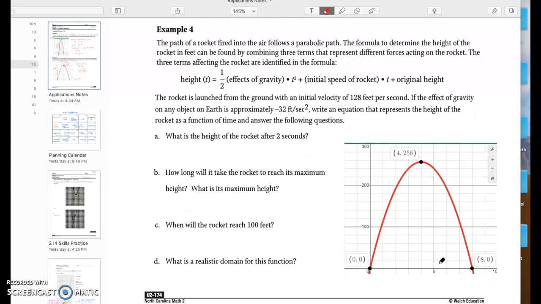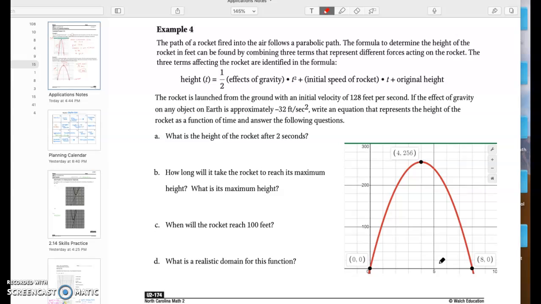In example 4, the path of a rocket fired into the air follows a parabolic path. The formula to determine the height of the rocket in feet can be found by combining 3 terms that represent different forces acting on the rocket. The 3 terms affecting the rocket are identified in the formula. So we have the effect of gravity. You see there you have a t squared, the initial speed, and the original height.